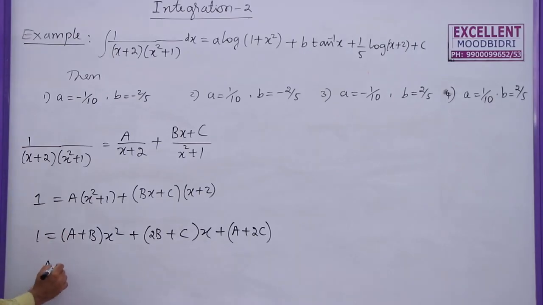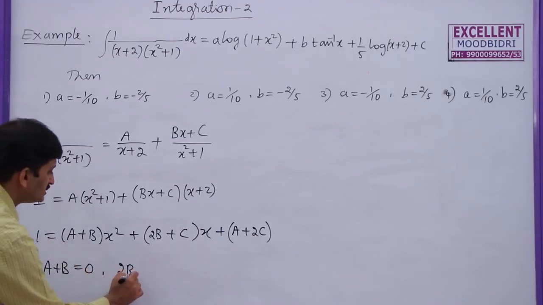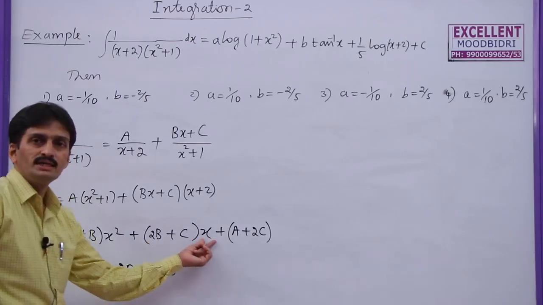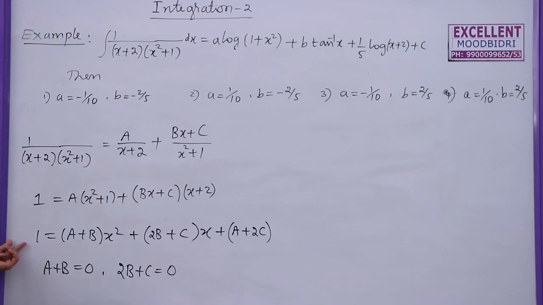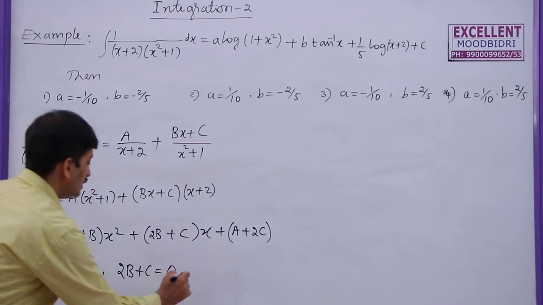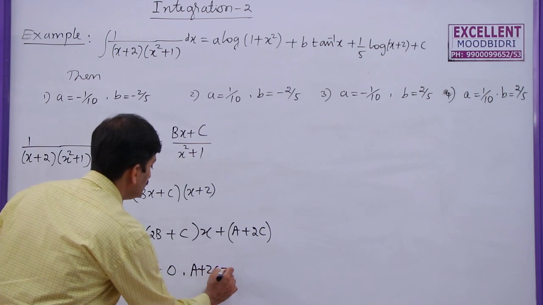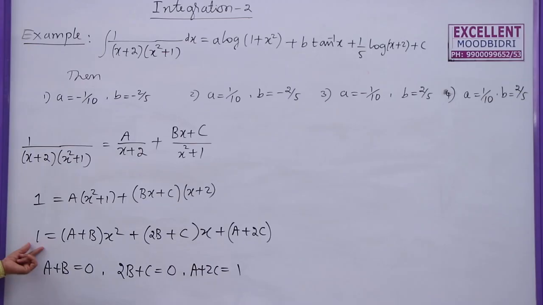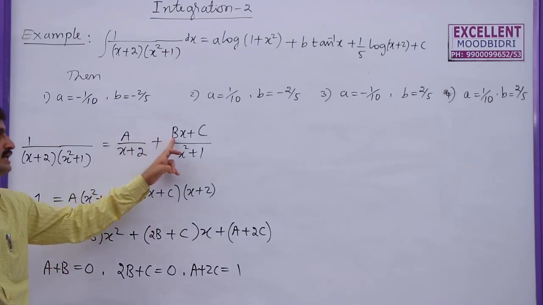A + B equal to 0, because here there is no x² term, which means you should take it as 0 into x². The coefficient of x² is 0. So A + B = 0. 2B + C = 0, because 2B + C is the coefficient of x, and here there is no term containing x, so you should take it as 0 into x. And A + 2C = 1. The constant term is A + 2C, and here the constant term is 1. Now use these three equations to find the values of A, B and C.